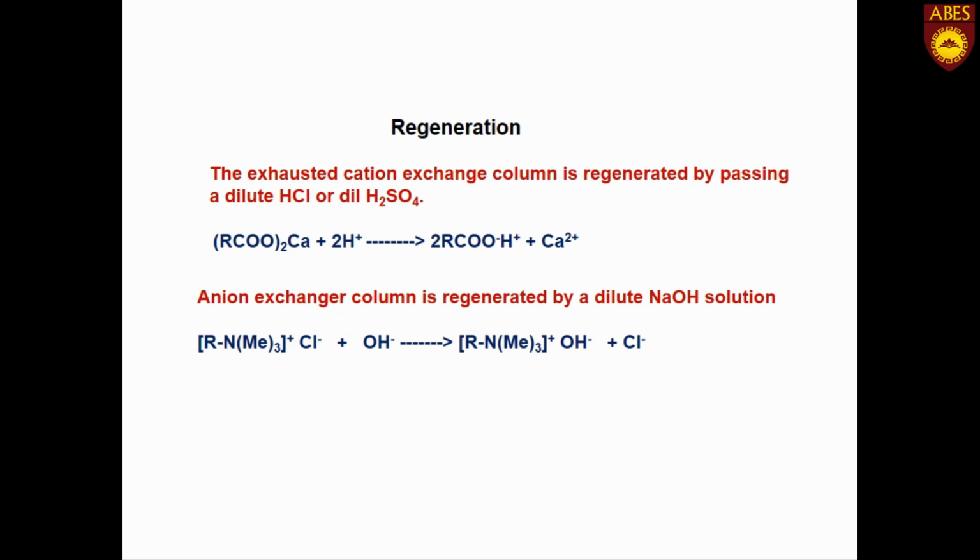Similarly, when the anion exchanger bed is charged with dilute base like NaOH, then all the anions like chloride or sulfate which were trapped inside the anion exchange bed will be replaced by OH minus.